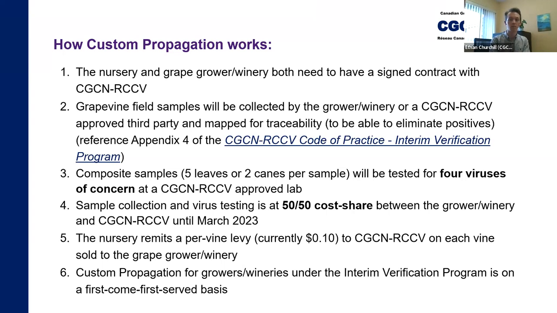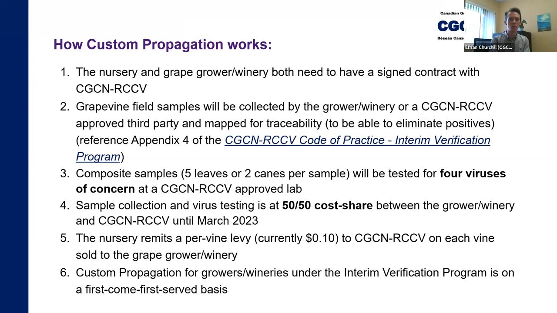Testing can be done either on leaf or cane samples, according to the same code of practice as is in place with the verification program. Samples are tested for the four viruses of concern, as I mentioned, which is leaf roll 1, 3, red blotch, and Pinot Gris virus. CGCN then also has an audit trail provided, same thing we do through the interim verification program. So we can audit that the grapevines were propagated and sold directly to the grape grower or winery only. And the nursery also remits a 10-cent vine levy per vine sold to CGCN-RCCV through this program.